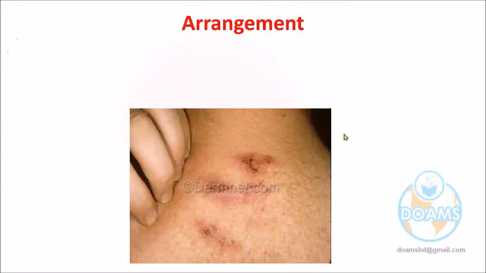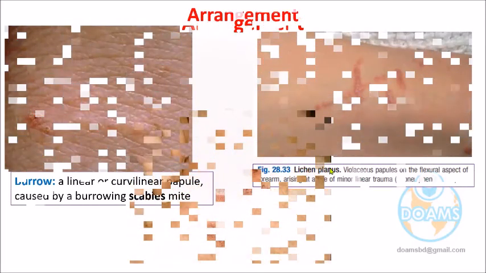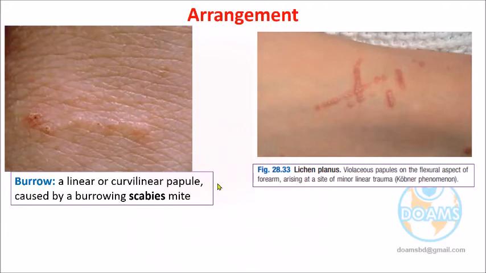Sir, what about Koebner's phenomenon then? Doctor, this is not Koebner phenomenon on the left side. It is the appearance due to the movement of the scabies mite. If you scratch there also, there will not be an increment of the scabies lesion. Understand? Sir, the right one resembles Koebner's phenomenon. Koebner, okay.